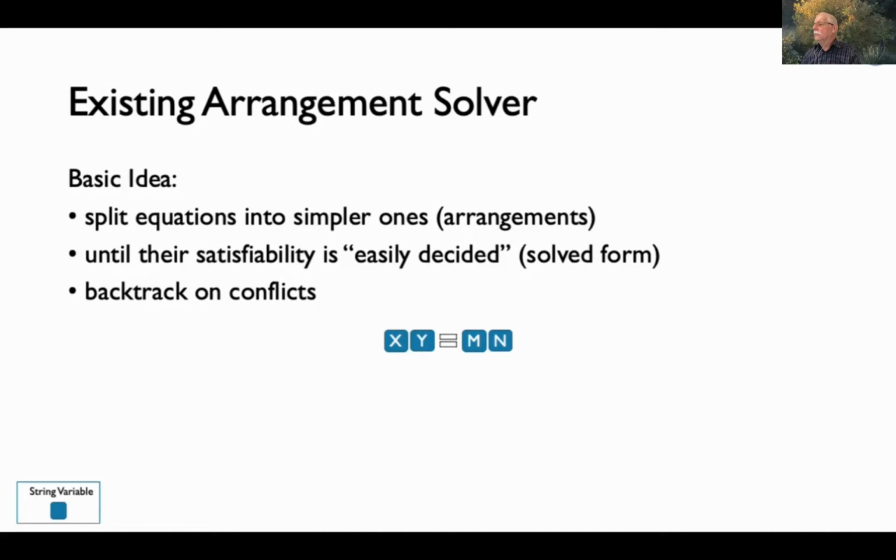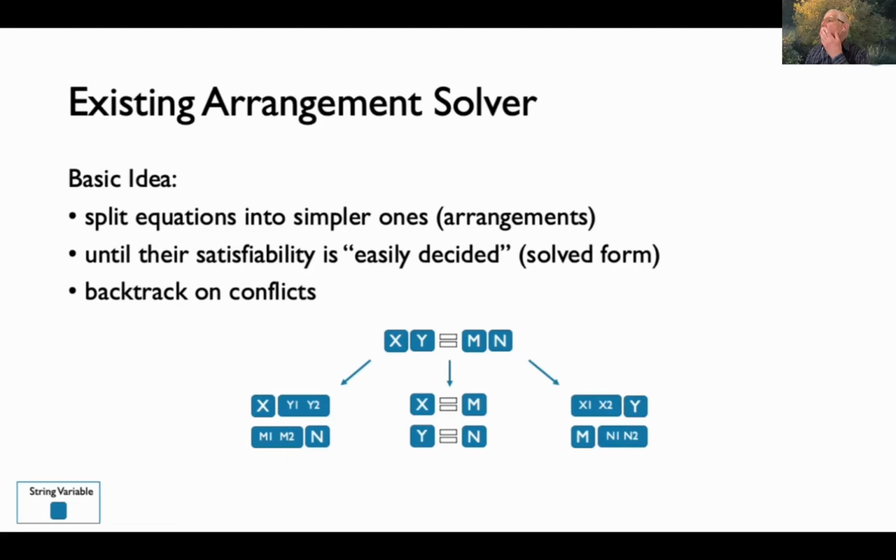So if we had a word equation like what we see on the screen, we would split it into three simpler ones. The first would have the length of m greater than the length of x, so we would split m and y into two variables each. The second would have the length of x equal to the length of m, so we could treat that original equation as two separate equations. And the third would have the length of x greater than the length of m, so we would split x and n into two variables respectively.